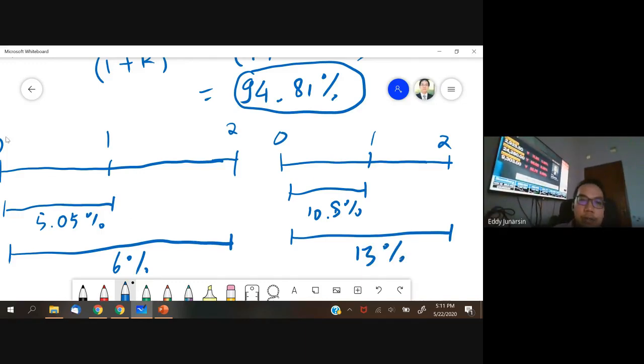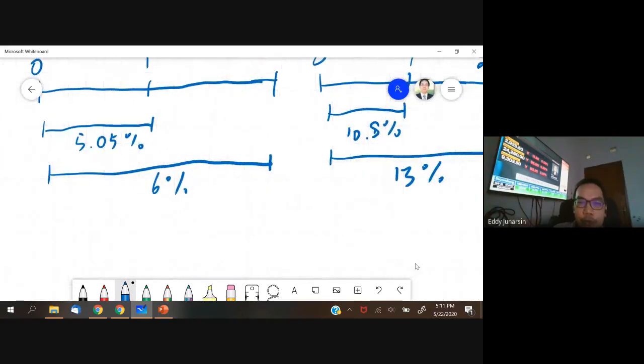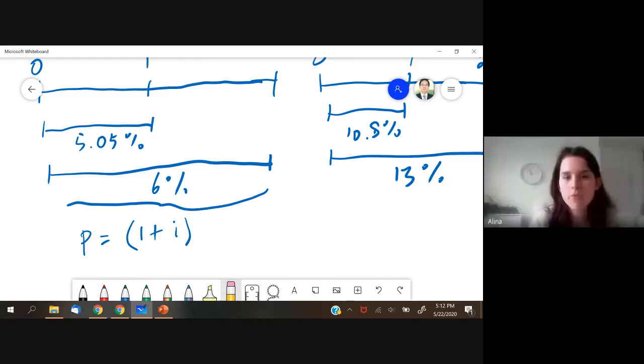Okay, so what is the probability of default for 2 years? What is it again? 1 plus the government one first, right? Okay. But now we have to be careful because it's 6%, because it's 2 steps, right? 1 and 2.